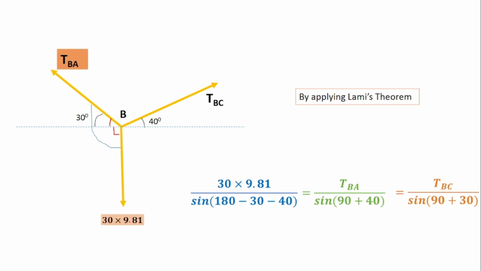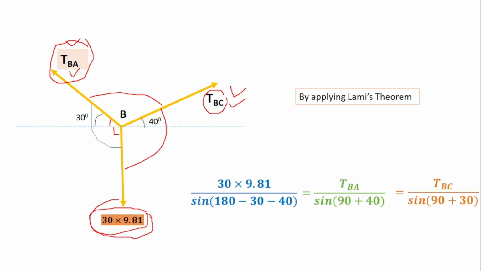As we had discussed, we'll start with the known force. Here the known force is 30 into 9.81. So start with this force. Remaining forces are TBA, TBC. Find the angle between them. Next, go to the next force, TBA. Remaining two forces are TBC and 30. So find the angle between them. Then go to the last force, TBC. For TBC, two forces are TBA and 30 into 9.81. Find the angle between them. So this is the angle and write the equation.